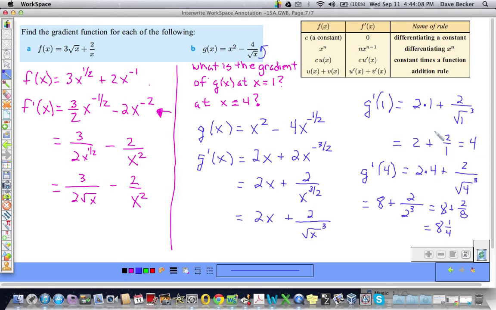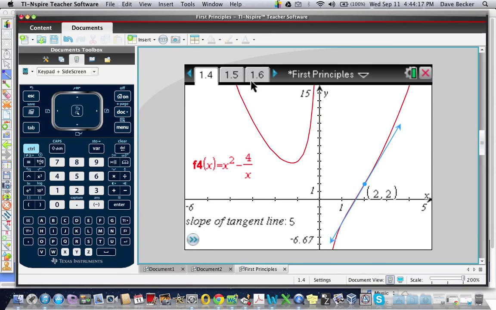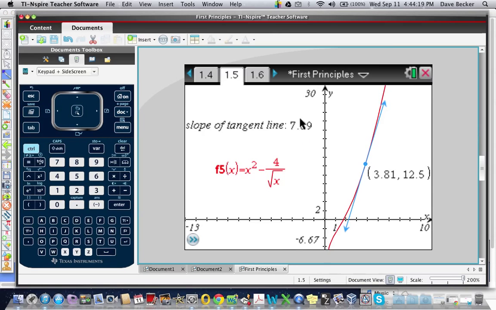Okay, so let's check that out on the calculator. At x equals 1, we had a slope of 4. And at x equal to 4, we had a slope of 8 1/4. So let's see how that rolls. There we go. We'll start with 1, just to see if we did okay. And the slope is indeed 4, right there. Hooray! And then the other one was 4. And we're expecting 8.25, which we got. Okay, the slope of this tangent line when x is equal to 4.